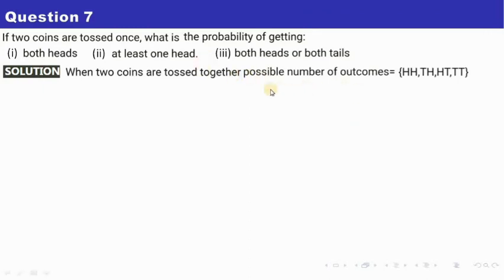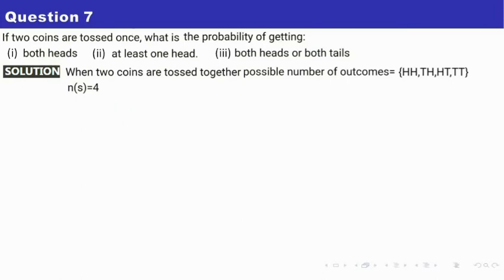When you throw two coins, you may see either head head, tail head, head tail, or tail tail. We cannot have any other possible case other than this, right? So basically how many possible outcomes are there? This is 1, this is another 2, 3 and 4. So basically we have got 4 possible outcomes. The total number of possible outcomes is 4 in this case.